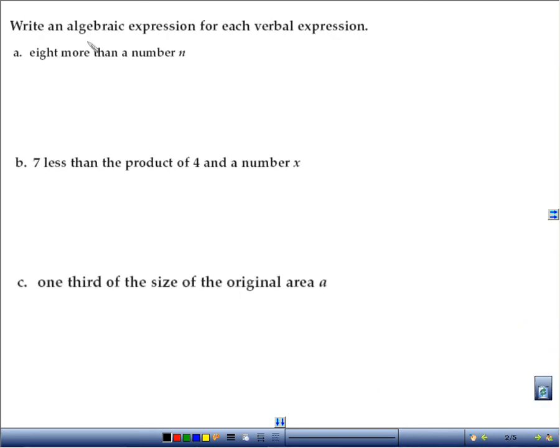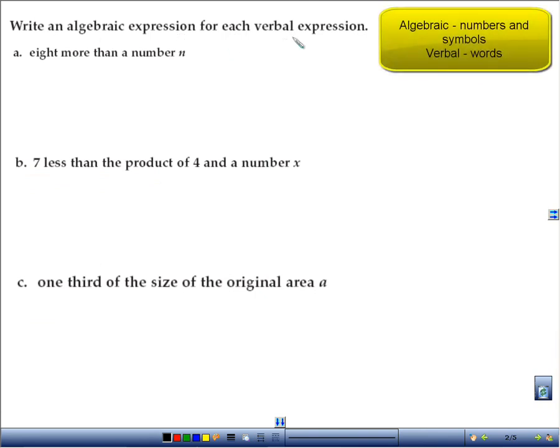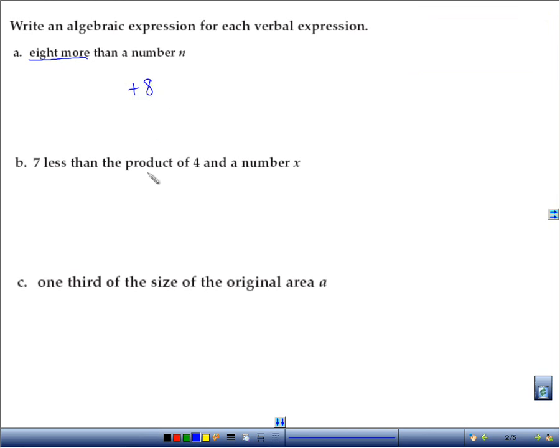Here we're being asked to write an algebraic expression for each verbal expression. So here it says 8 more than a number n. This idea of 8 more in algebra means we're going to add 8 to something because we're going to have 8 more than some original value. Well, the original value you find is right here, a number n. And all we have to do is put an n there. And that's how you would write 8 more than a number n.